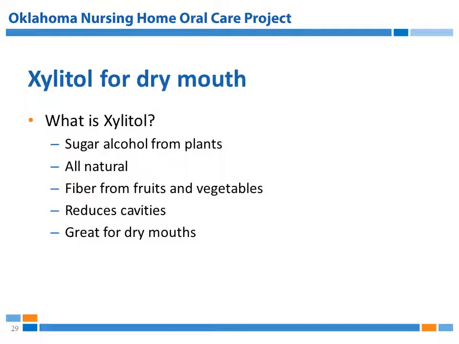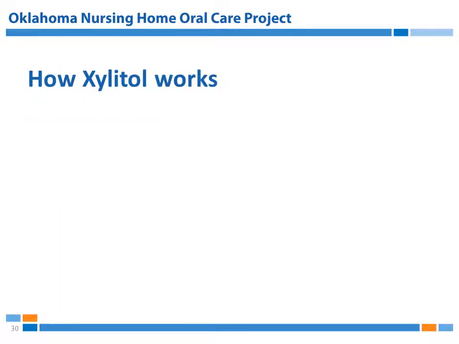Xylitol for dry mouth. It's a sugar alcohol from plants. It's all natural, fiber from fruits and vegetables, reduces cavities, and it's great for dry mouth. There are also a couple of other different things that are used. How this works, it behaves very differently and is actually able to change the chemistry in the mouth to reduce the incidence of cavities. Xylitol has a different carbon chain than sugars, including sugar substitutes.